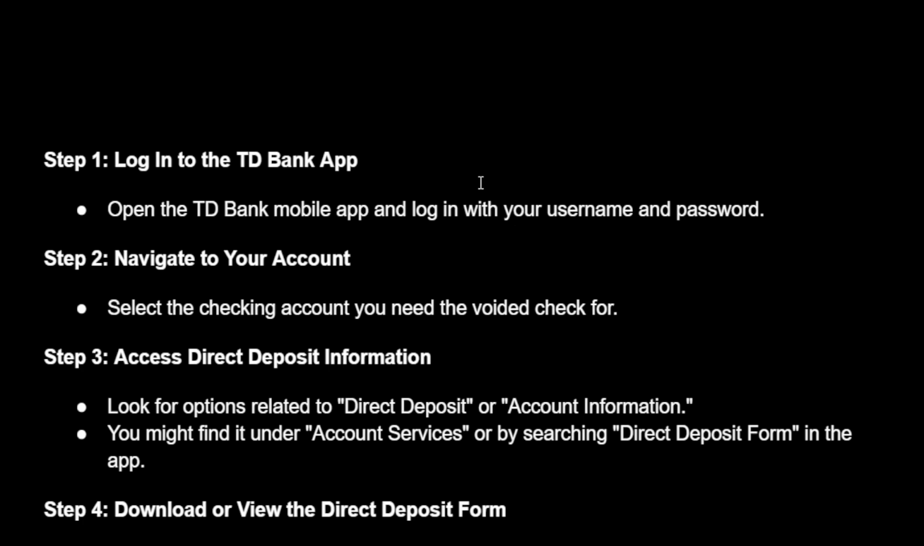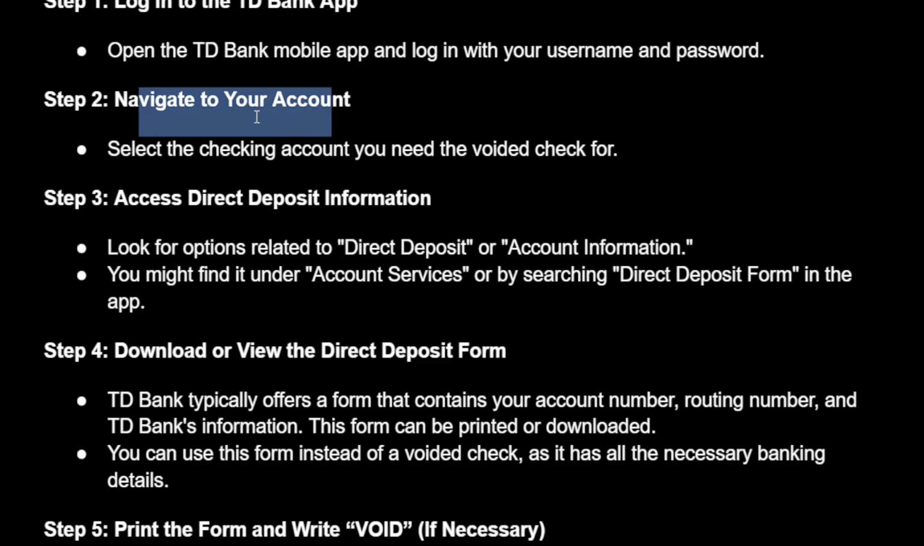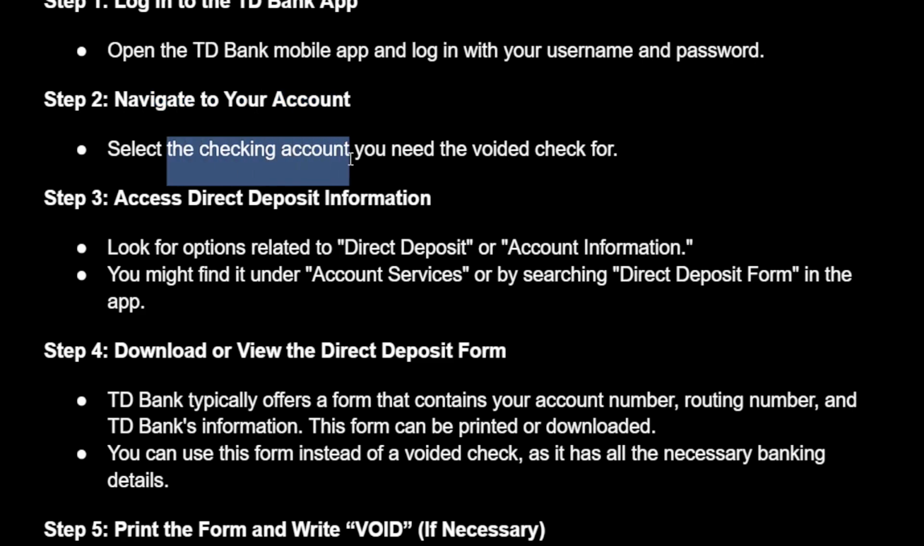A step-by-step guide on how you can get a void check on the TD app. So what you want to do is load up the TD Bank mobile app and log in with your username and password. Then you will navigate to your account. Select the checking account you need the voided check for.